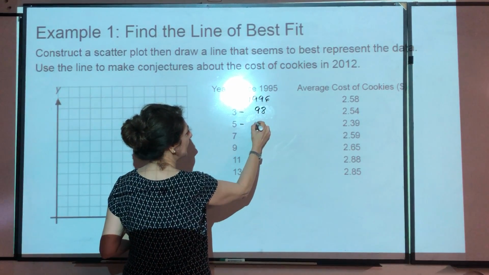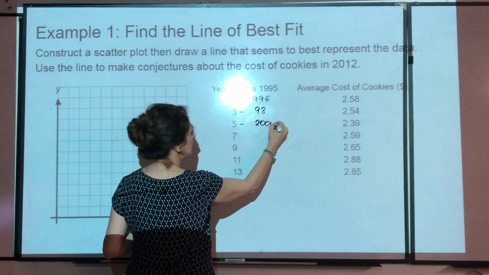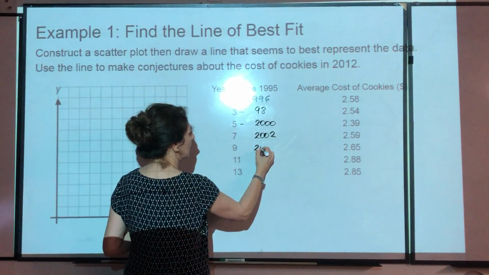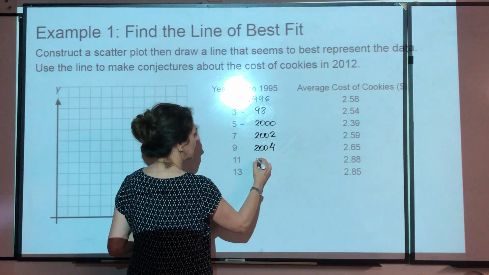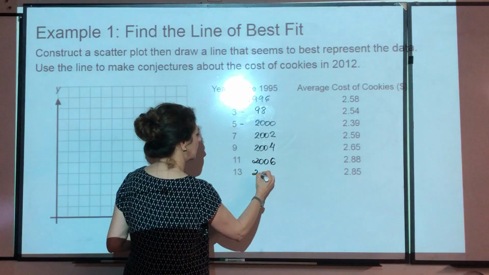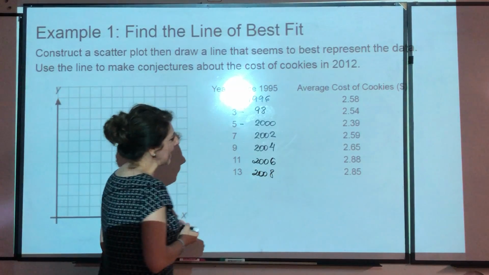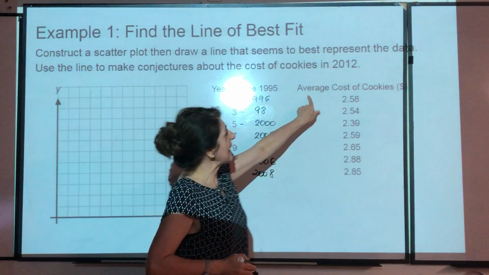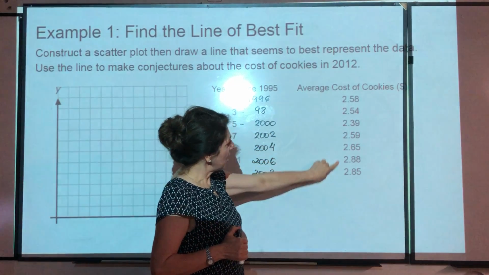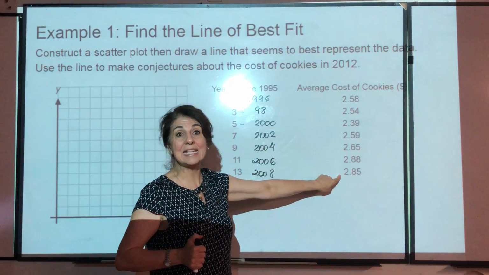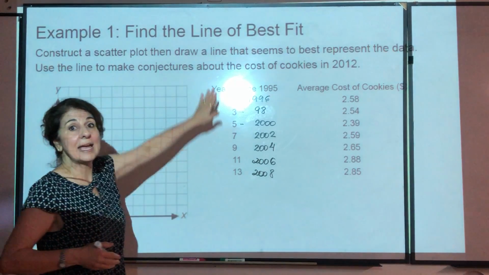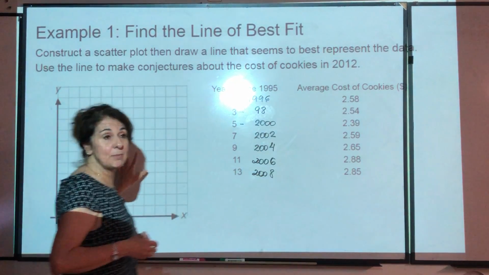and then 2000, 2002, 2004, 2006, 2008. And this is the average cost of cookies, $2.58 all the way to $2.85 depending on the year. So the first thing we do is get all this information and make the plot.